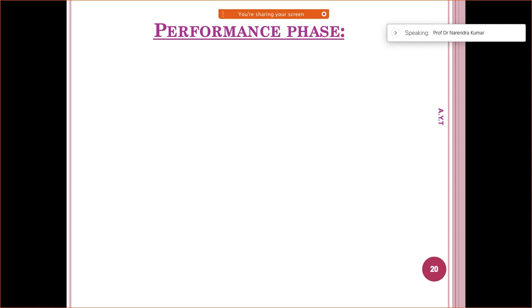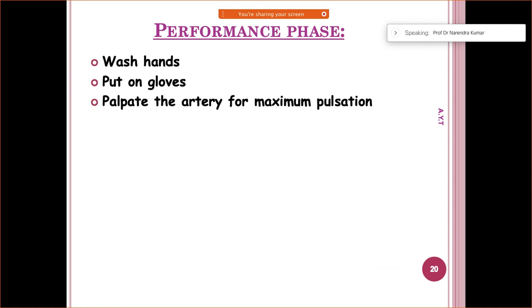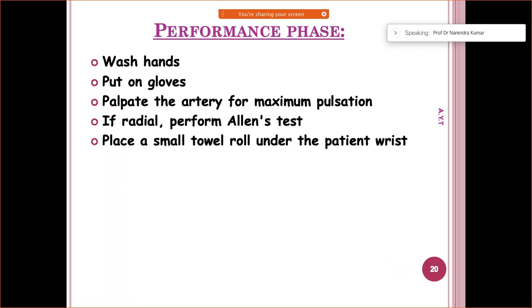What we initially spoke about is the preparatory phase. After the preparatory phase comes the performance phase. In the performance phase, you have to wash hands, put on gloves, and palpate the artery where you feel the maximum pulsation. If it is radial, of course, you must do the Allen's test. And then put a small towel roll under the patient's wrist.